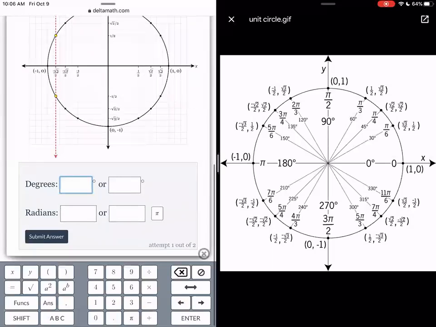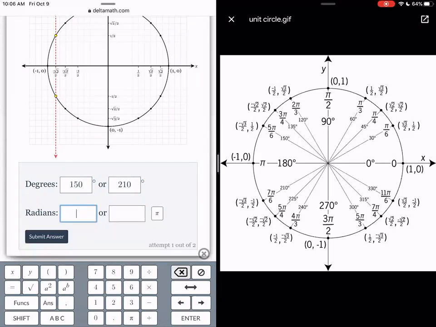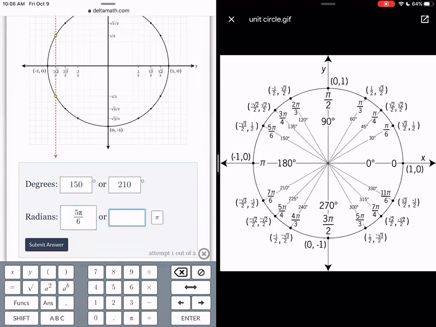And then we say for the degrees, it was 150 and or 210. And for the radians, it was 5 pi over 6, or 7 pi over 6. Okay, and then we can submit answer.